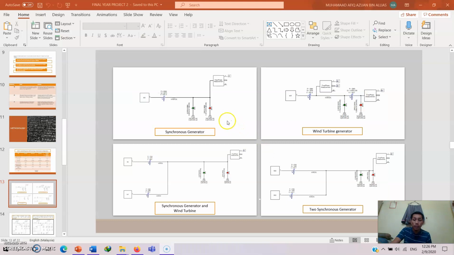Okay, here there is a schematic. There is a system for the four generation configurations, which we can see the initial response when disturbance occurs at 10 seconds of the simulation.